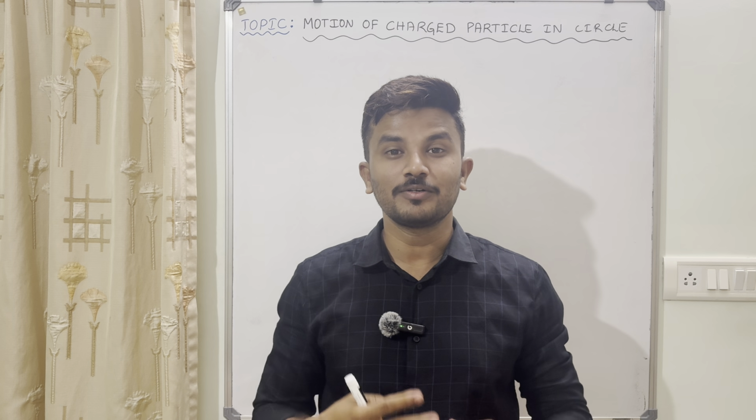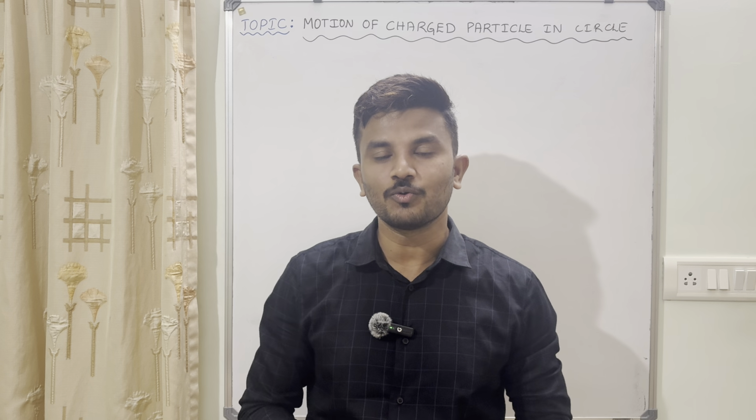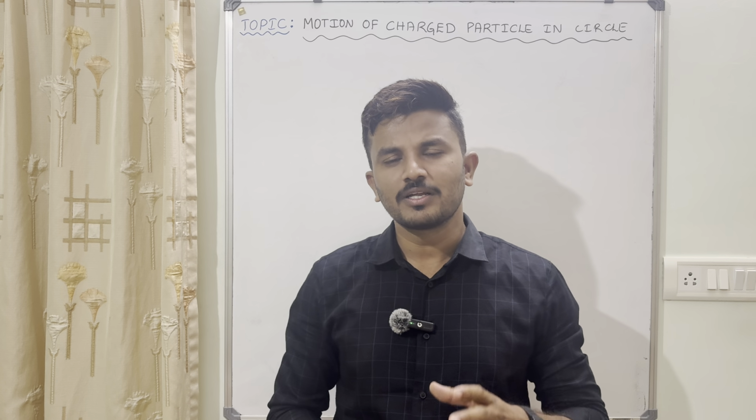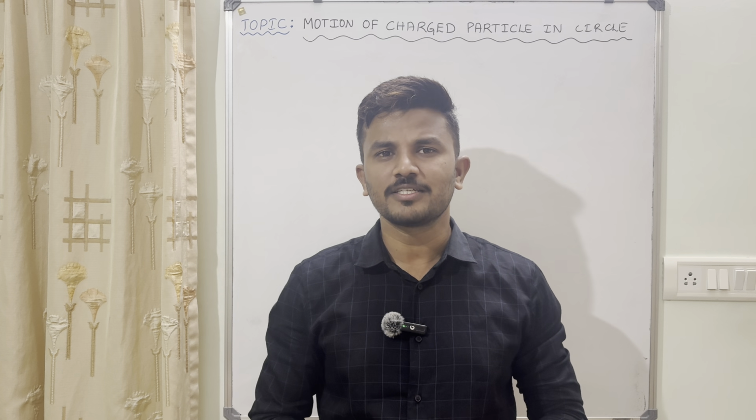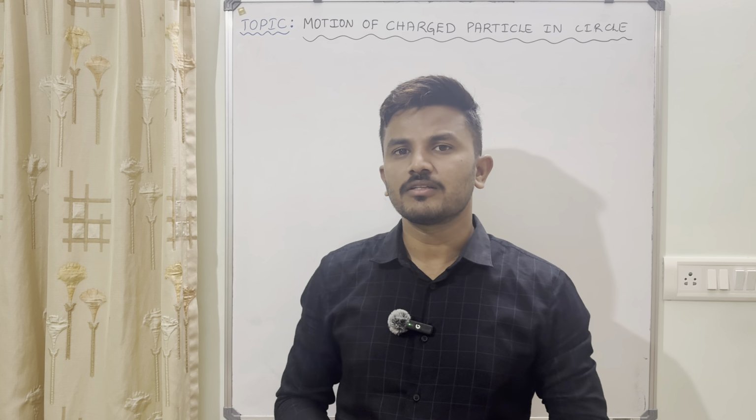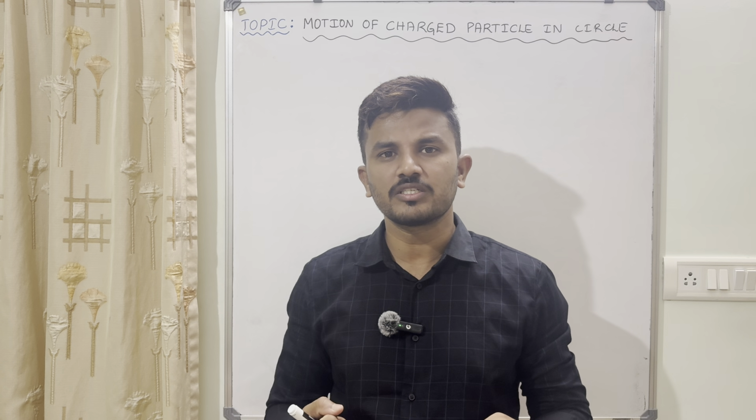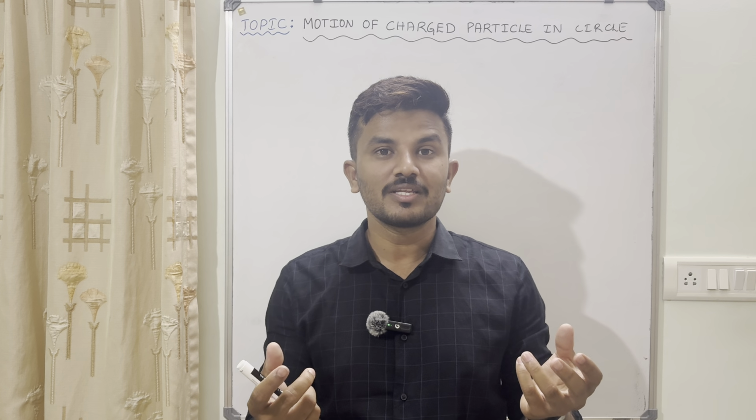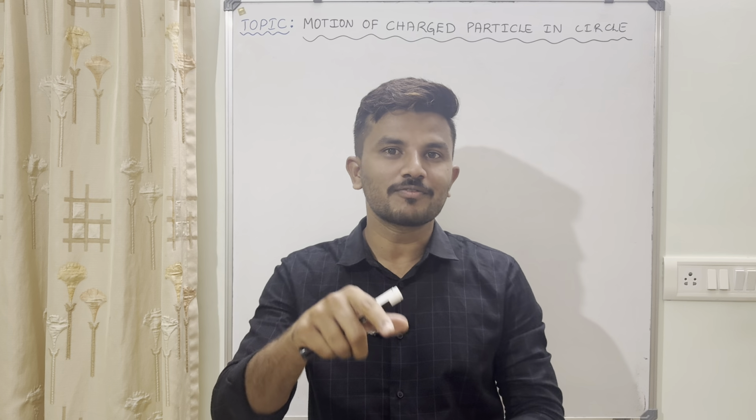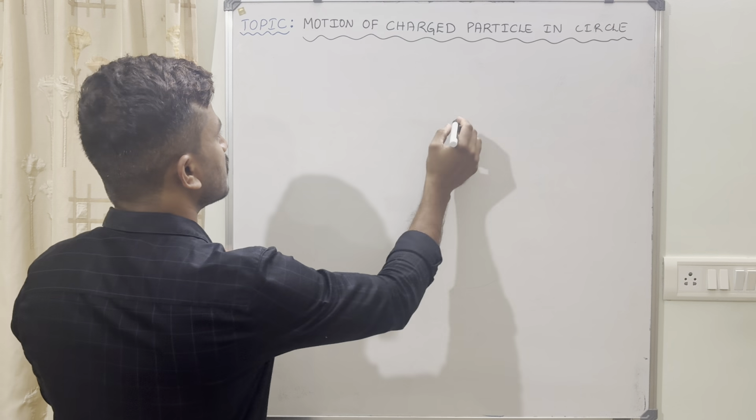So in this session we are going to discuss a new concept, that is motion of a charged particle in a circular loop. You will learn this in the chapter on magnetism, that is moving charges and magnetism. Here the concept is the motion of a charged particle in a circular loop, where we will consider two charges. Consider the situation where the electron is revolving around the nucleus of an atom. So there we will learn different things.